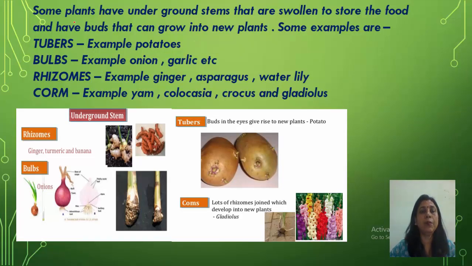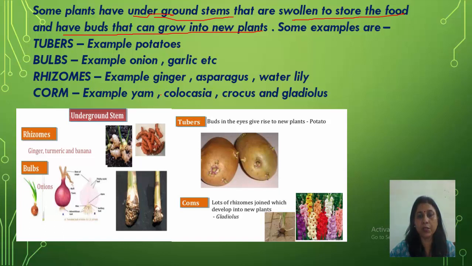Now, some plants have underground stems. अभी तक हमने जो stems पढ़ी थी, they were above the ground. But there are certain plants which have underground stems which help in the reproduction. And these underground stems store food, and they have buds that can grow into new plants. Most common example is of potato.